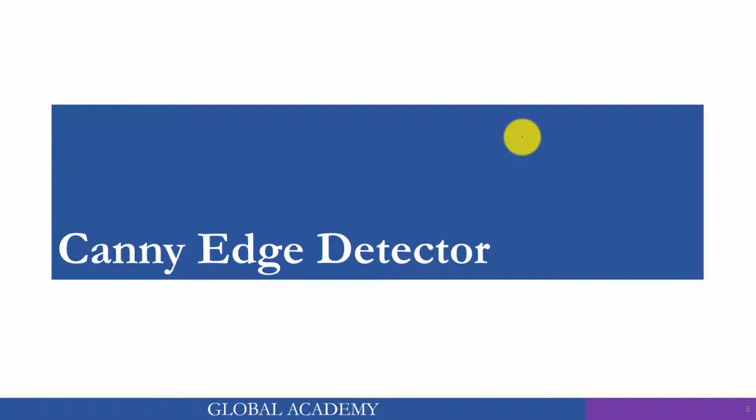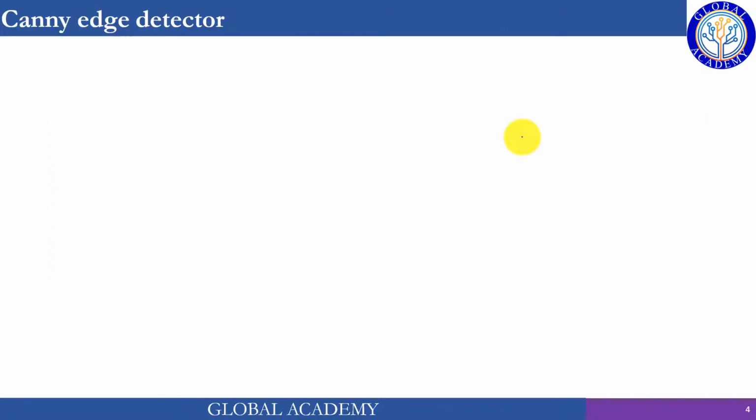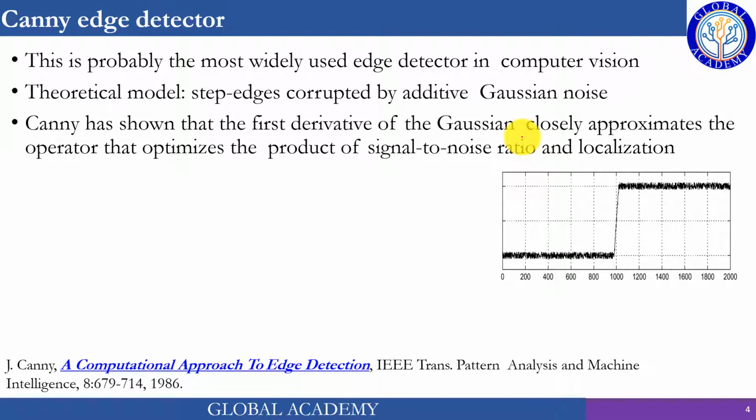Canny edge detector. The Canny edge detector was first suggested by J. Canny in 1986, and still it is a standard because of its performance and robustness. It is still widely used in computer vision and in advanced applications like machine learning.